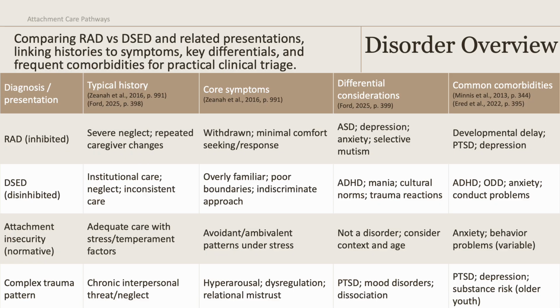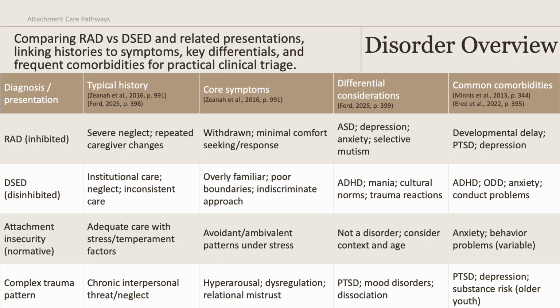Common comorbidities: research in deprived populations found that children with RAD showed high rates of developmental delays, PTSD from chronic neglect, and depression. Children with RAD also met criteria for at least one other psychiatric disorder, most commonly depression and anxiety. This makes sense given the profound relational deprivation these individuals experienced.